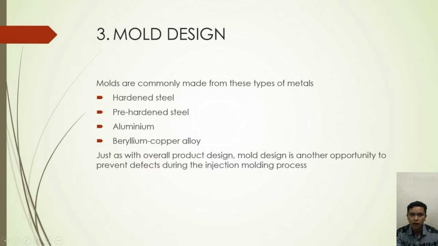Beryllium copper alloy is typically used in areas of the mold that need fast heat removal or where shear heat is concentrated. Last but not least, just as with overall product design, mold design is another opportunity to prevent defects during the injection molding process.